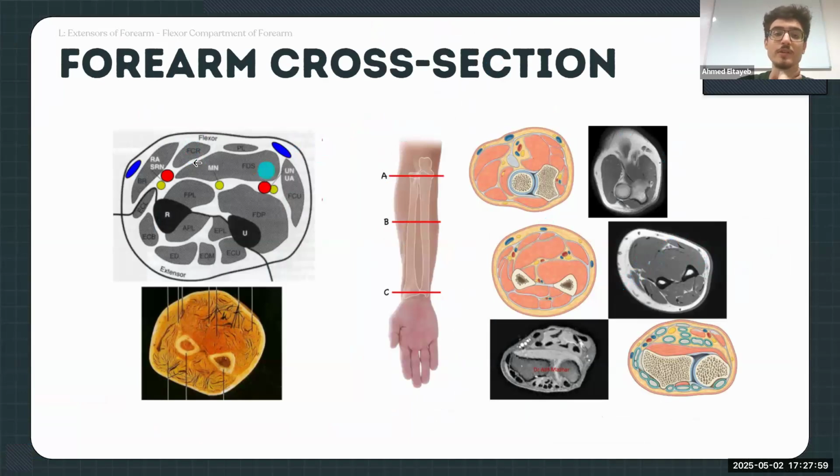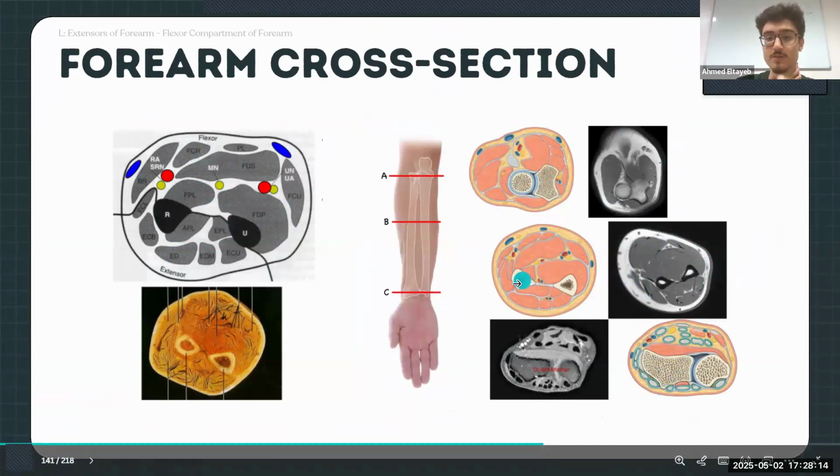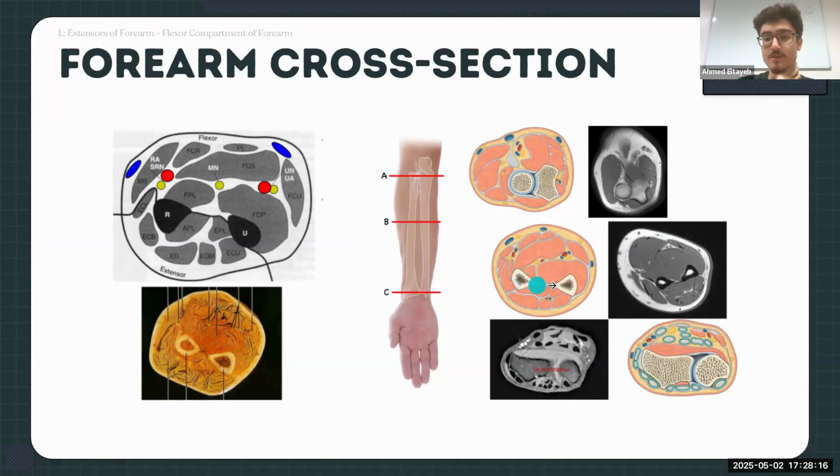So also you need to know these forearm cross sections. You don't really need to know each single detail, but always try to orient yourself and know what's the flexor compartment and what's the extensor compartment, because maybe they will ask you about the job of the compartment rather than the specific muscle. So for example, you can easily identify the interosseous membrane right here. So this should be the anterior compartment. These are flexors and these are extensors. Okay?